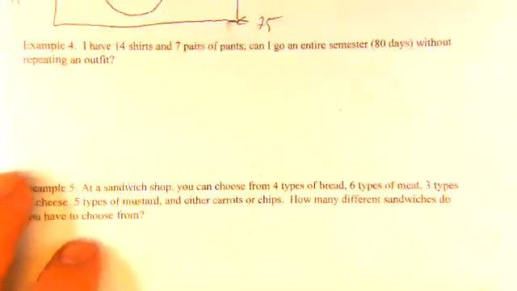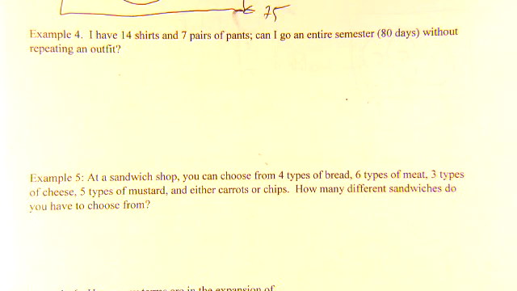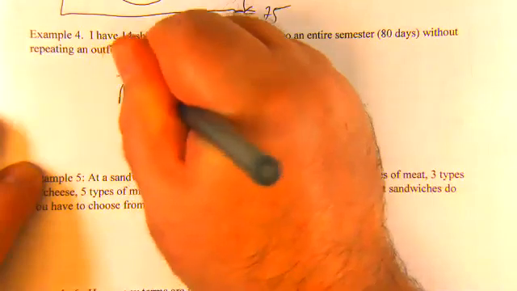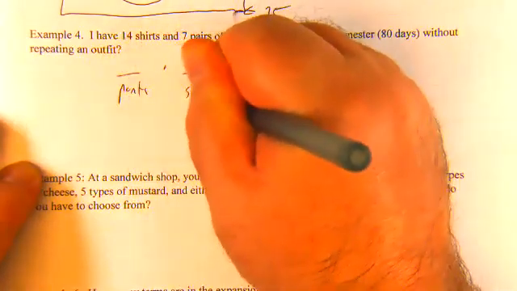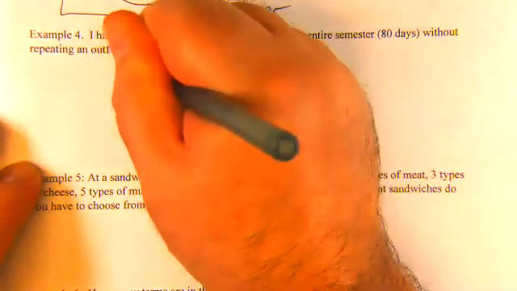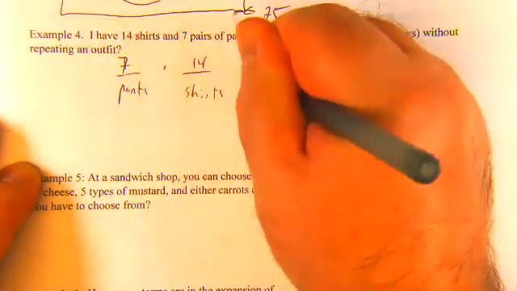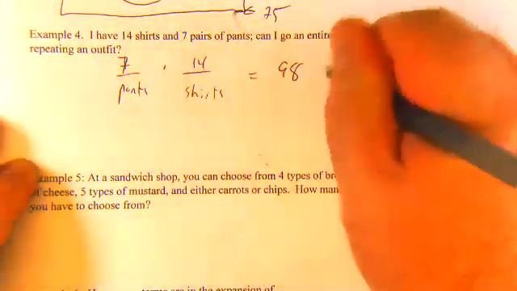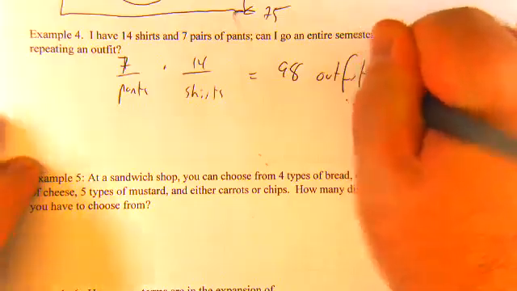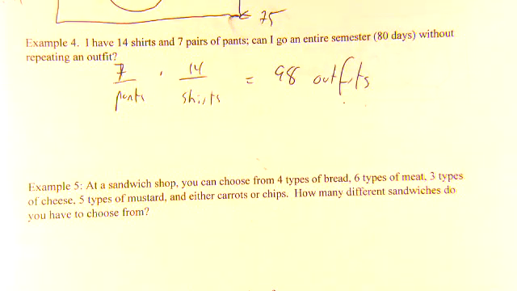So those are addition principle problems, multiplication principle problems. I have 14 shirts and 7 pairs of pants. Can I go an entire semester without repeating an outfit? Right, an outfit is a pair of pants and a shirt. Well, sure. I have 7 choices for pants, 14 choices for shirts. I have 98 different outfits. So I can go an entire semester without repeating an outfit.